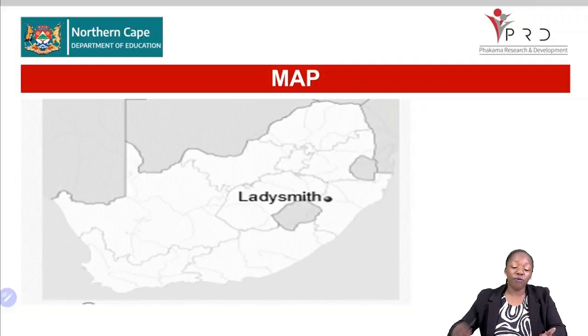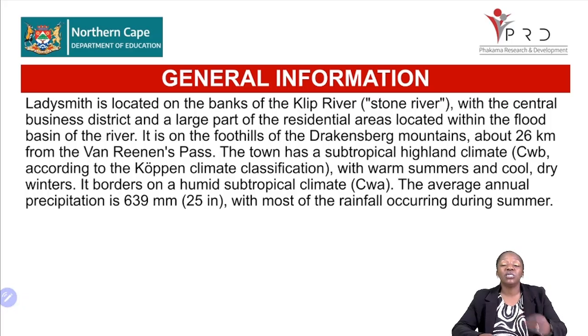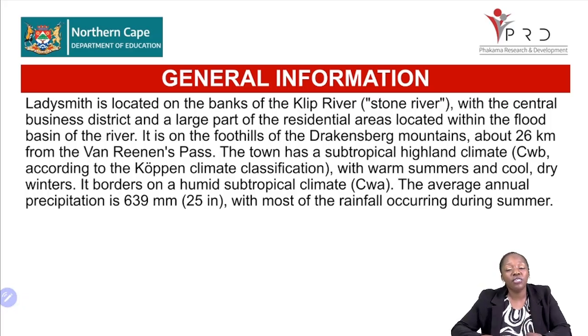So here we've got the map of Ladysmith. As you can see, its location, it is located in KZN. By now, we all know the South African map as well as the provinces. Then, besides looking at the map also, you will also be given the general information about the area. Remember, sometimes you may not be familiar with the area.